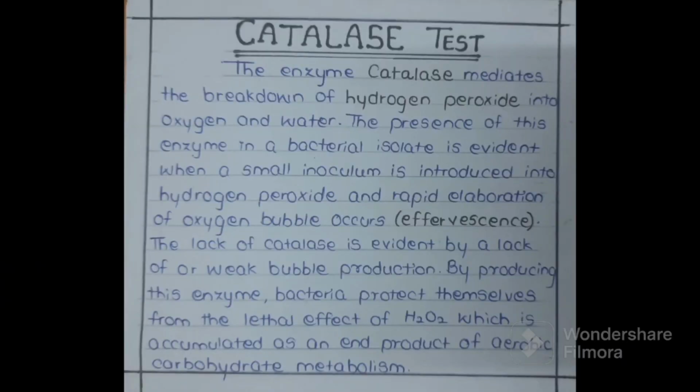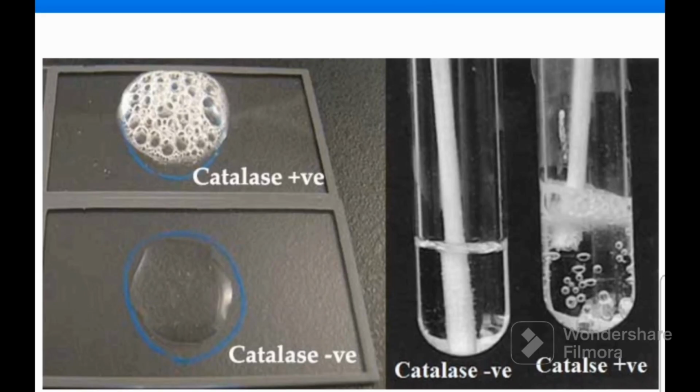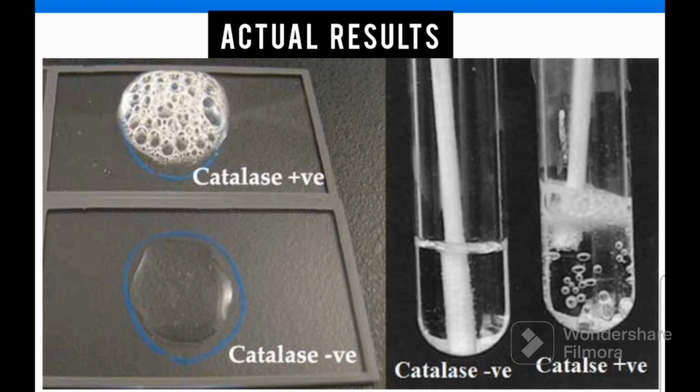The next biochemical test is the catalase test. The enzyme catalase mediates the breakdown of hydrogen peroxide into oxygen and water. The presence of this enzyme in a bacterial isolate is evident when a small inoculum is introduced into hydrogen peroxide and rapid elaboration of oxygen bubbles occurs in the form of effervescence. The lack of catalase is evident by a lack of effervescence or weak bubble production. By producing this enzyme, bacteria protect themselves from the lethal effect of hydrogen peroxide, which is accumulated as an end product of aerobic carbohydrate metabolism.